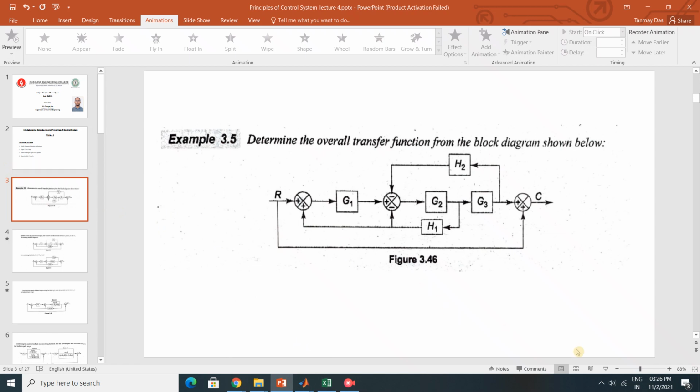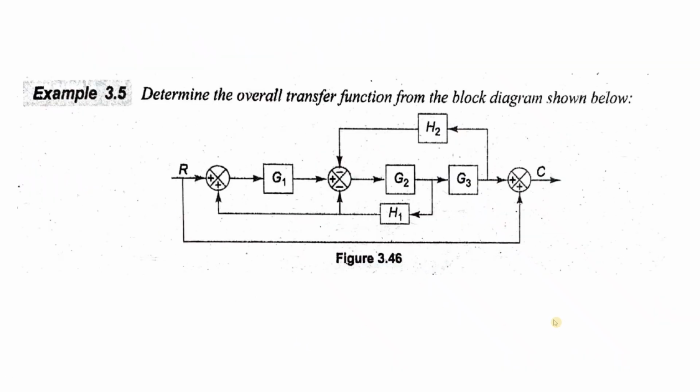Now let me show another example. Suppose this one. Here also it is very similar to the previous example. You have to find or determine the overall transfer function from the block diagram shown below. So input is R, output is C. So the transfer function has to be proceeded in the same way.